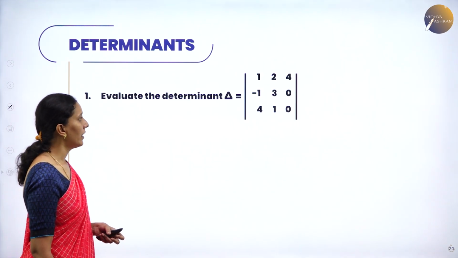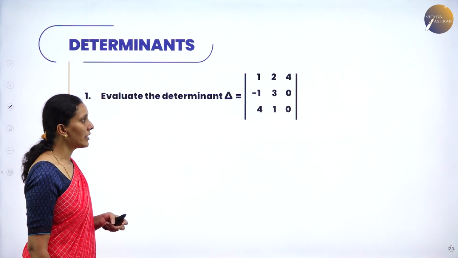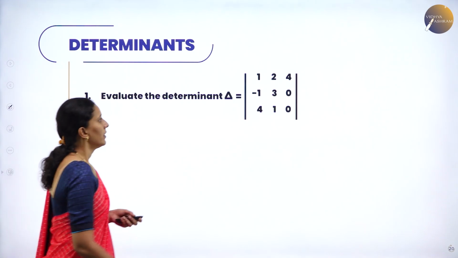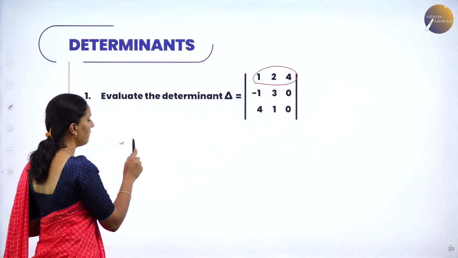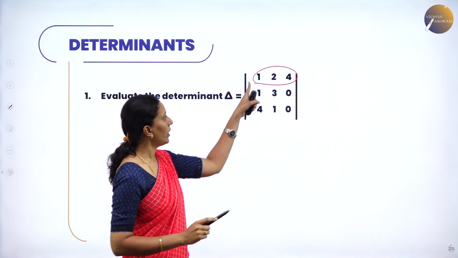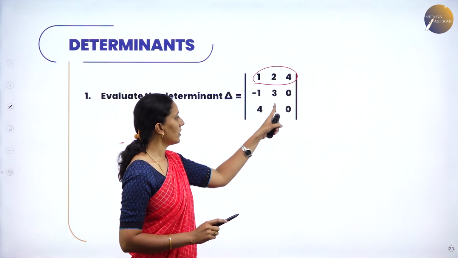Evaluate the determinant delta equals 1, 2, 4, minus 1, 3, 0, 4, 1, 0. Now, I am considering the first row. For the first row, we have 1. Delete the row and column containing 1. We are left with 3, 0, 1, 0.